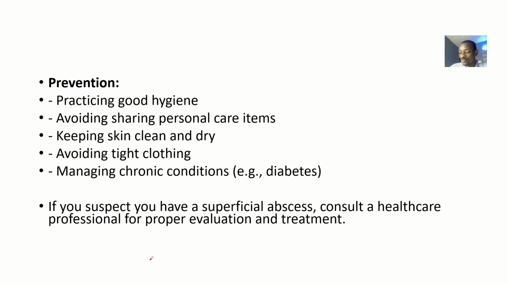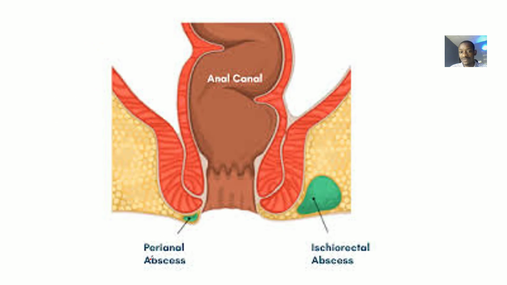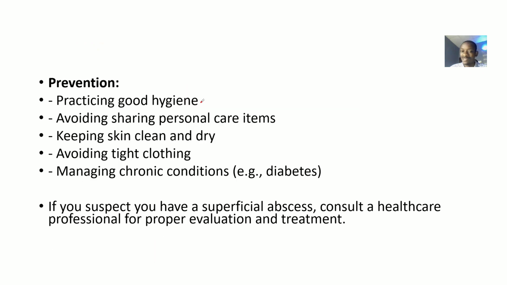So how can you prevent this condition from occurring? Prevention of superficial abscess: practice good hygiene, because your health is a priority. Then avoid sharing your personal care items. If I use shaving sticks, I don't give them to you. Then keep your skin dry and clean. Avoid wearing tight clothes. And if you have any underlying chronic condition, try to manage it.